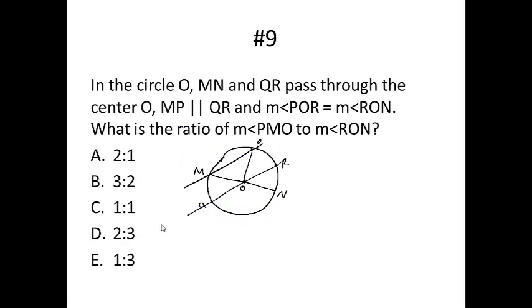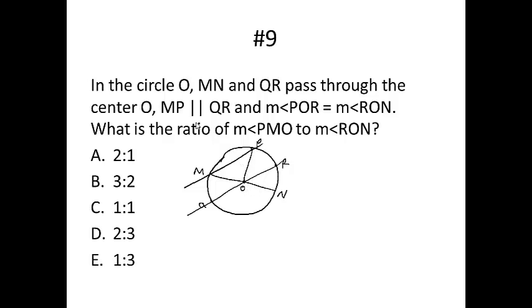Number 9, in the circle O, MN and QR pass through the center O. MP is parallel to QR, and the measure of angle POR equals the measure of angle RON. What is the ratio of the measure of angle PMO to the measure of angle RON?